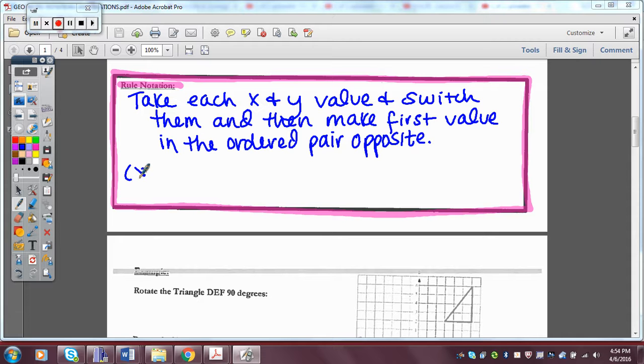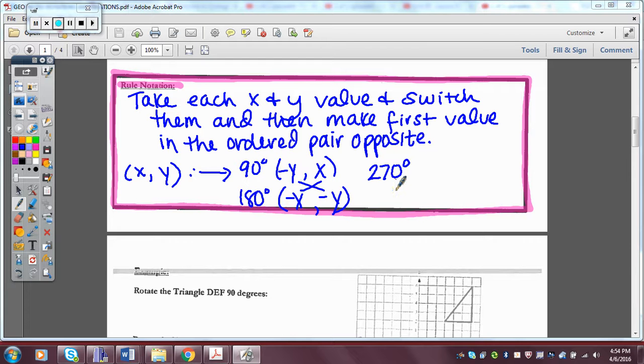So if I start with just x and y, and I want to go to 90 degrees, I flip x and y so it becomes y, x. I make the first one negative. If I want to go 180 degrees, flip x and y, make the first one negative. So it's negative x, negative y. If I want to go 270, I'm going to flip x and y again, so negative y, negative x. I make the first one the opposite. If I wanted to go 360, well, it's the exact same starting place.